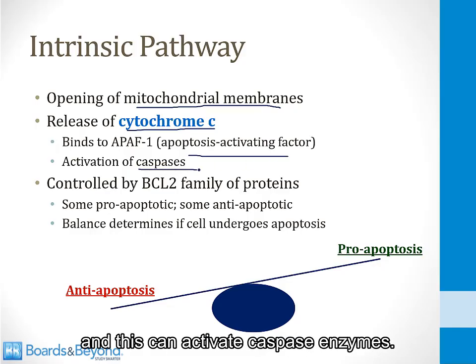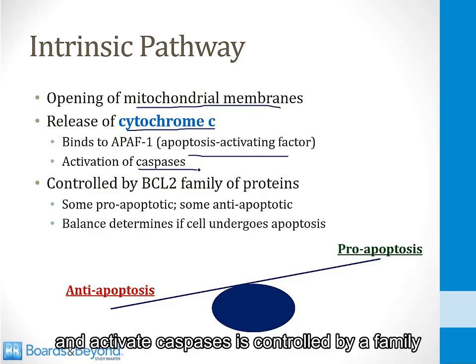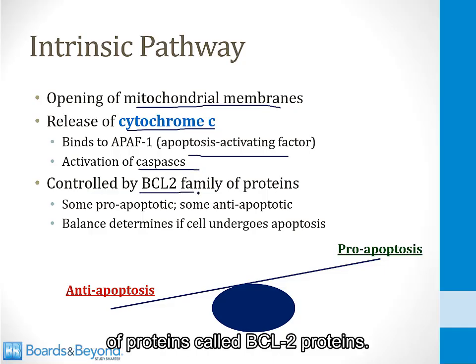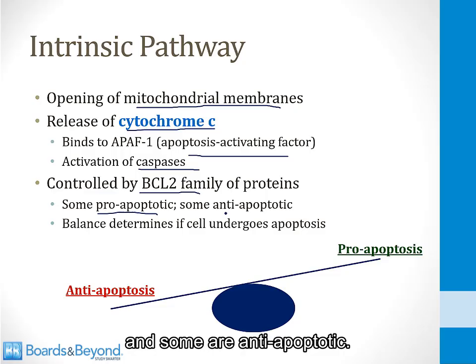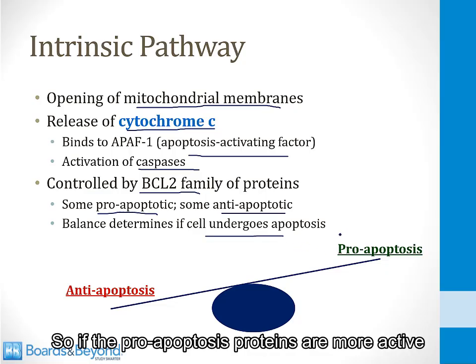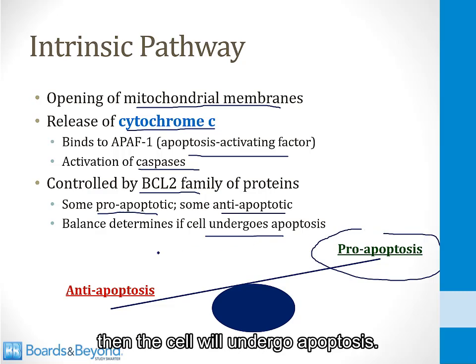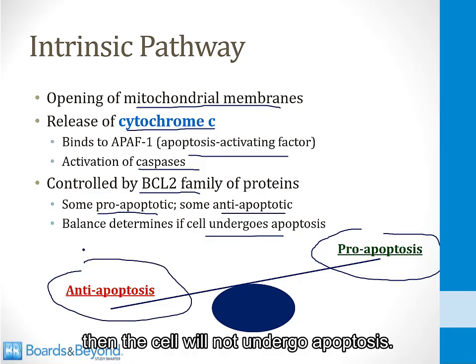activate caspase enzymes. The ability of cytochrome C to get into the cytoplasm and activate caspases is controlled by a family of proteins called BCL2 proteins. Some of these are pro-apoptotic, meaning they favor apoptosis, and some are anti-apoptotic. And the balance of activity determines whether a cell undergoes apoptosis. So if the pro-apoptosis proteins are more active, then the cell will undergo apoptosis. If the anti-apoptosis proteins are more active, then the cell will not undergo apoptosis.